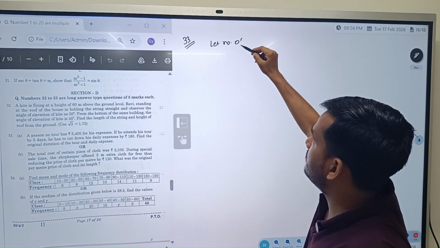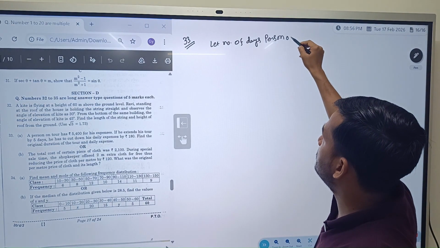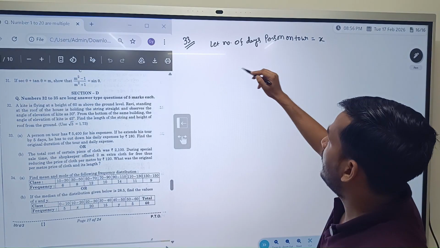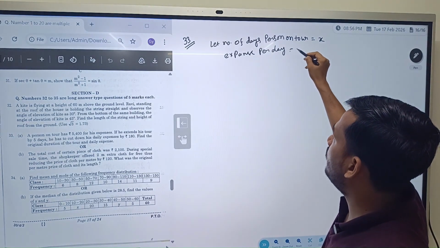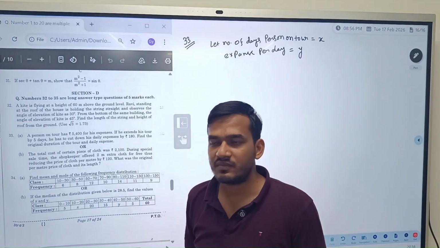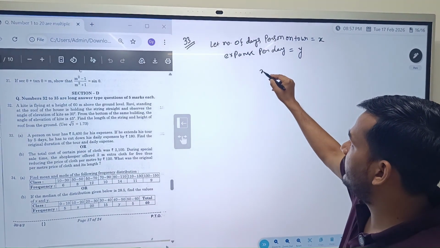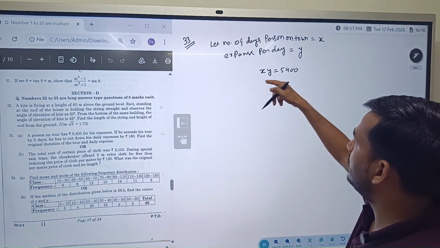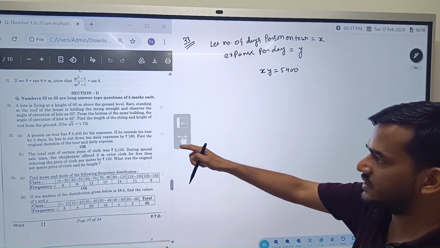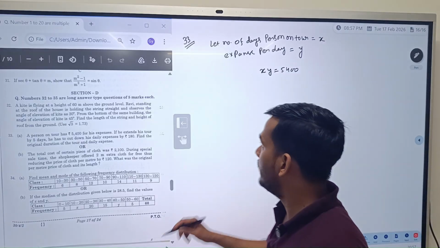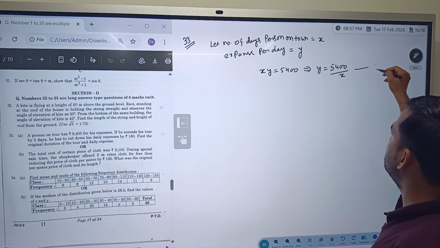So let the number of days the person is on tour be x, and the expense per day be y. According to the data, x into y is equal to 5,400, because number of days into expense per day will be the total expenditure, and total expenditure on the tour is 5,400. So from this we get y is equal to 5,400 by x. This is equation 1.